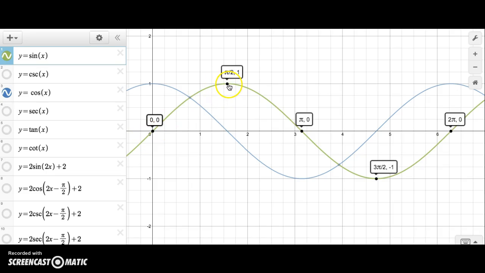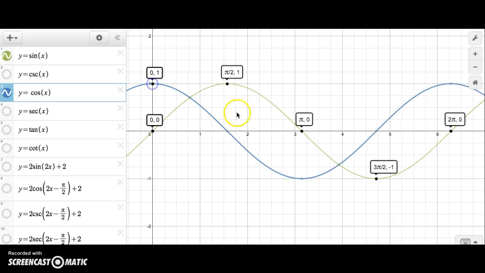So the sine of 90 is 1, so it goes up to 1. The sine of 180 is 0. The sine of 270 is negative 1. And the sine of 360 is 0, which is how this gets its shape.